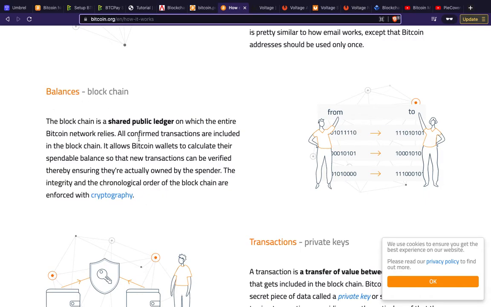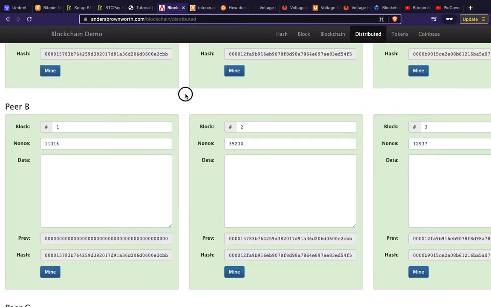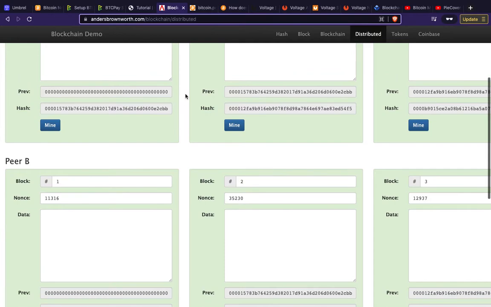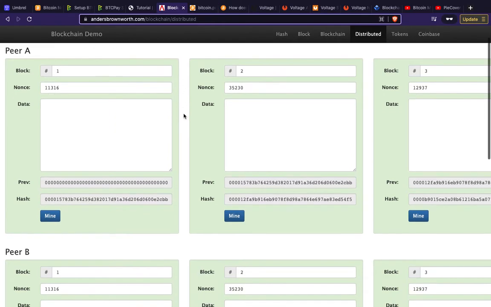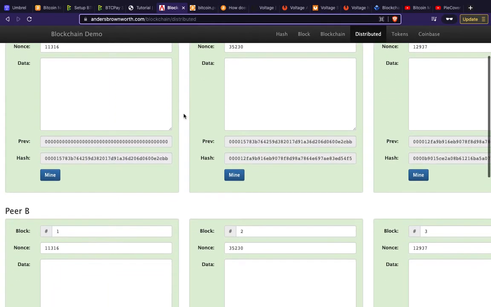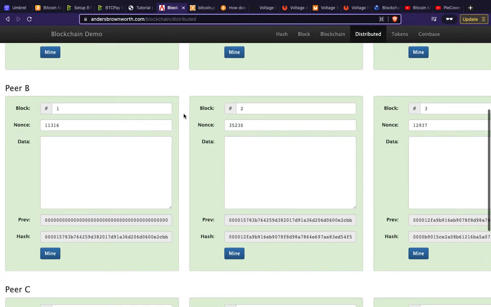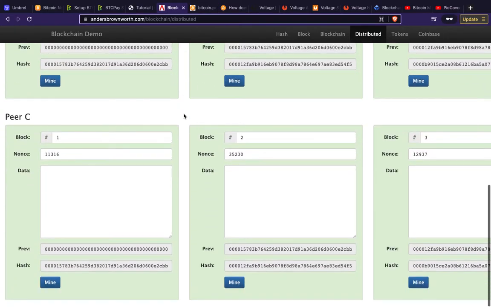So now let's check on this: the blockchain. The blockchain is a shared public ledger on which the entire Bitcoin network relies. So this is just like this, a public ledger, right? It's shared, and everybody can verify. It's public. Everybody can verify and check how it works.